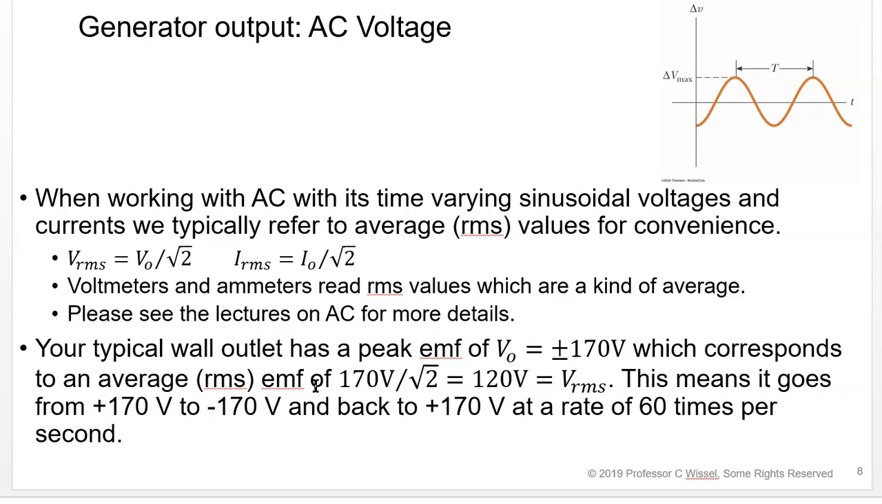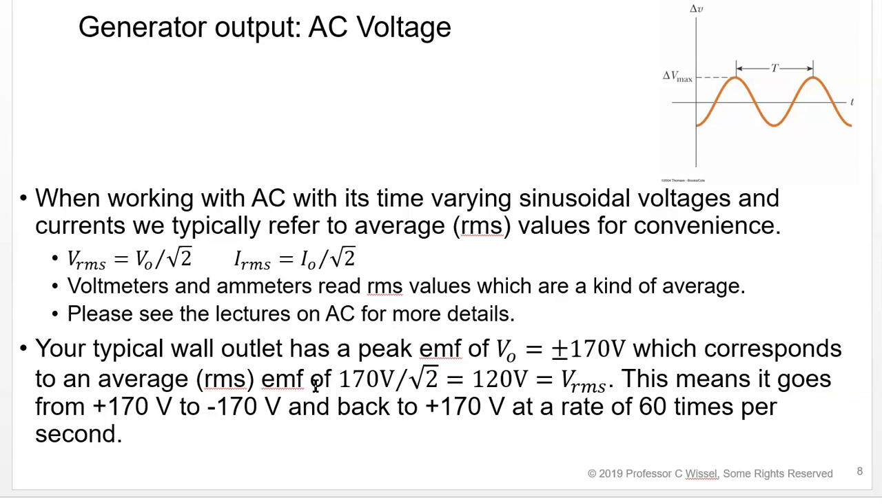There's a set of lecture slides on AC, and that has some other information that will benefit you. For the sake of being complete here, VRMS is defined as V naught, that's the amplitude, divided by the square root of 2. IRMS, the RMS current, is I naught, the amplitude, divided by the square root of 2. That's the definition. Now, voltmeters and ammeters read RMS values, which are a kind of average. So please see the lectures on AC for more details on where this came about and how we derived it.